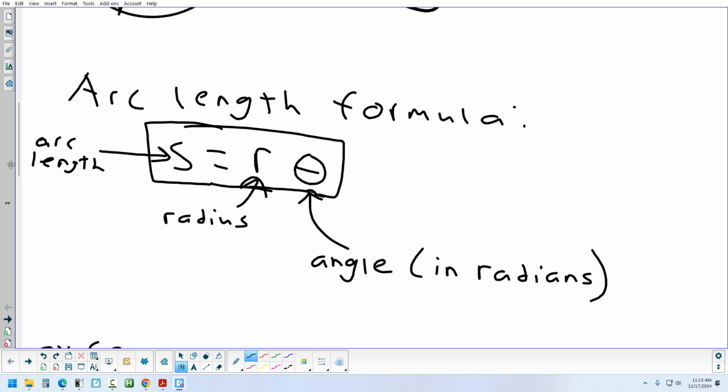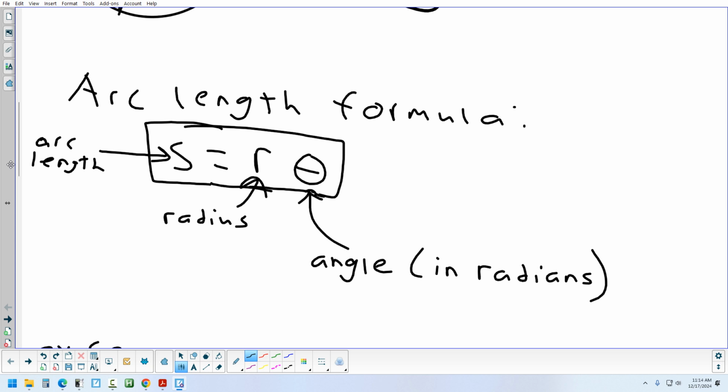So if you have a problem and it asks you to convert, or it asks you to do something with that formula, and you have an angle that's not in radians, you have to convert to radians first. Okay. The way this formula is going to work, you're always going to be given 2 out of 3 of the variables, and you'll solve for the one that you don't know.